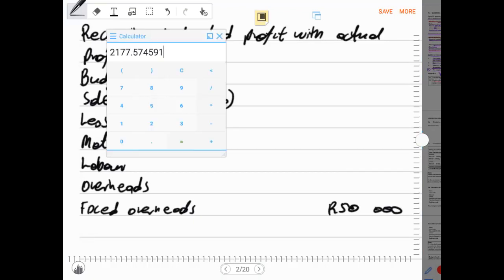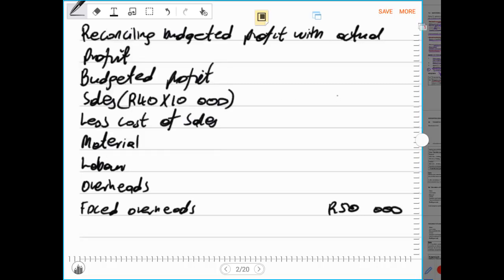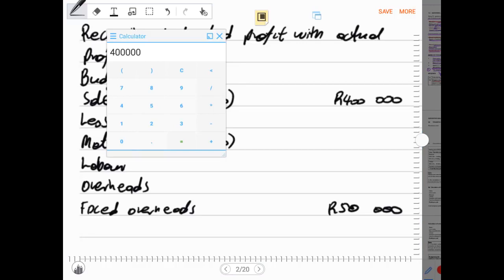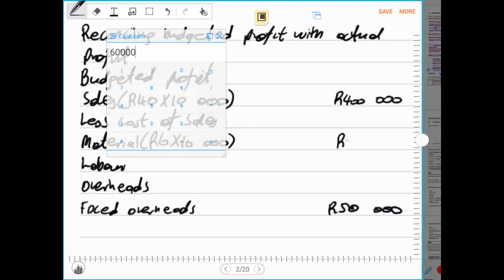Now we must calculate the sales, which is 40 rand times 10,000. It gives us 400,000 rands as our total sales. So now we first have to calculate our budgeted costs. Material was budgeted to be bought at 6 rand per unit, and we budgeted to manufacture 10,000 units. Therefore, that will bring us to 60,000 rand as the budgeted cost of material.